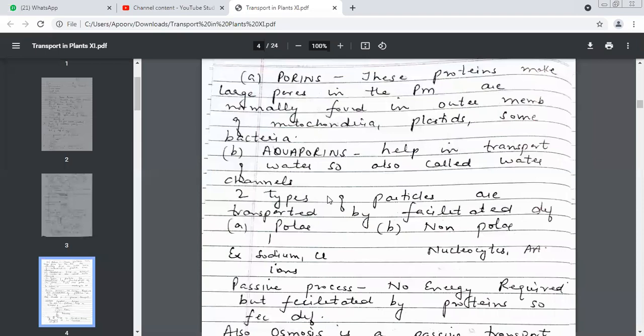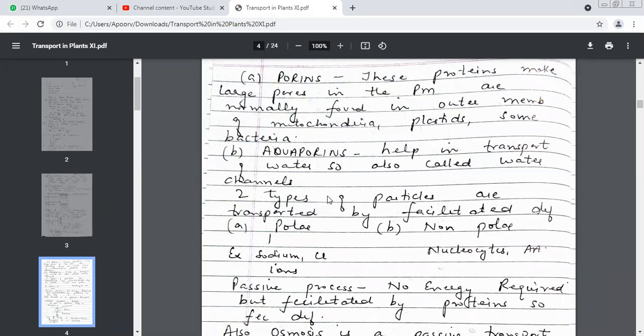Second category, what are they called? Aquaporins. Sometimes a plant needs to even take in water through the plasma membrane. So porin is not going to help. Aquaporins are going to help out. Okay? So what is the difference between porins and aquaporins? Aquaporins only carry water.